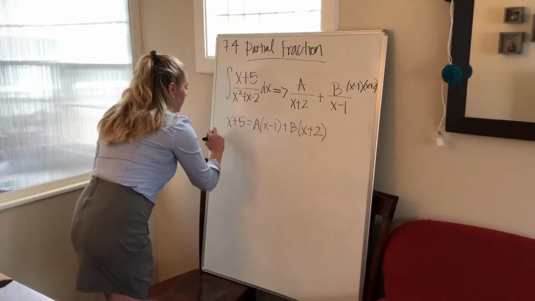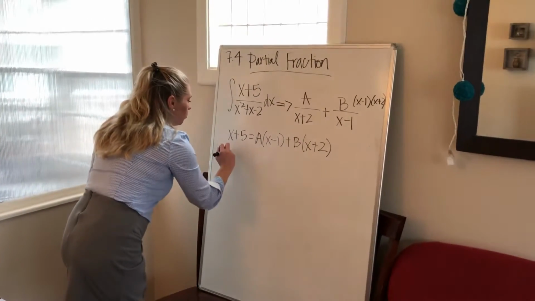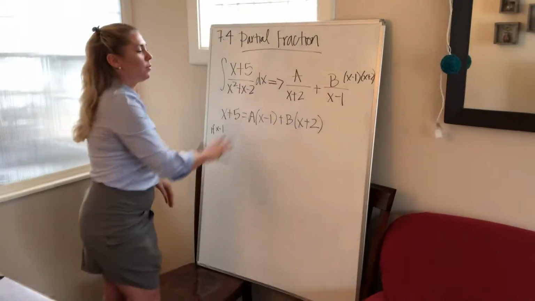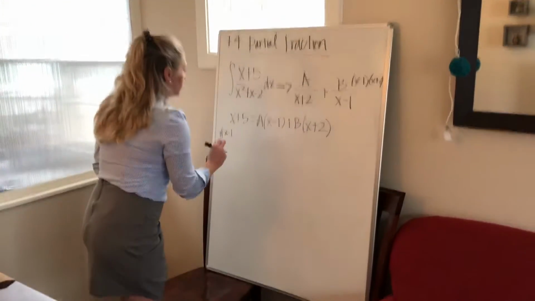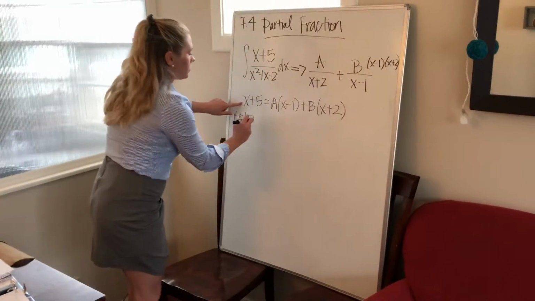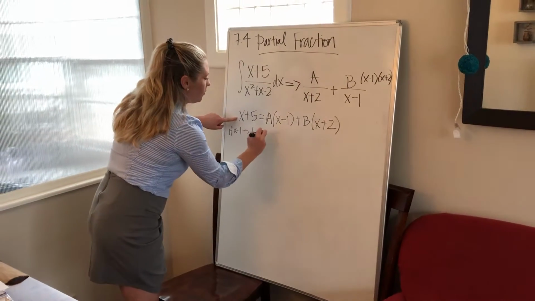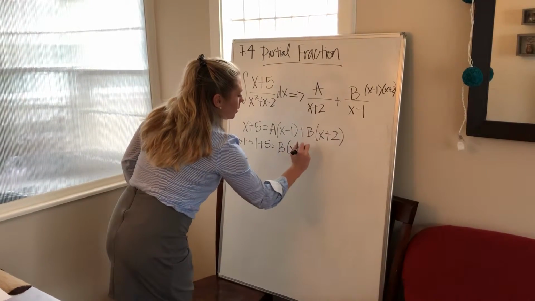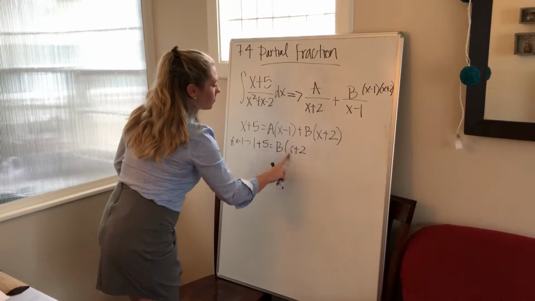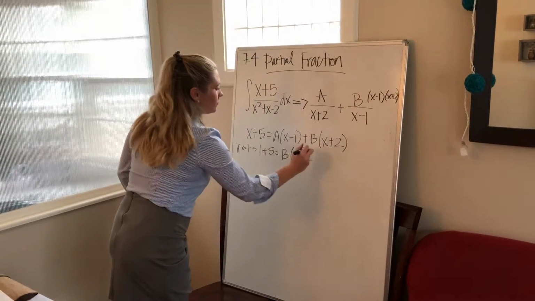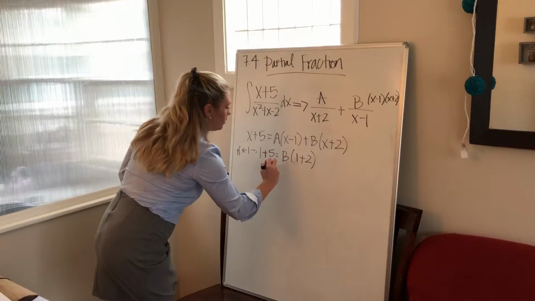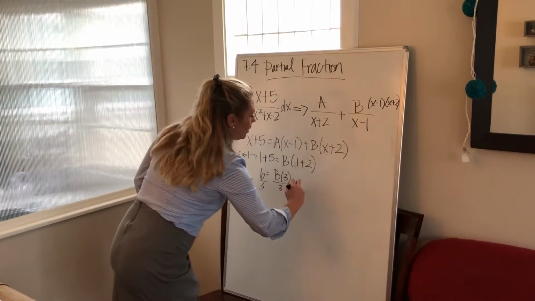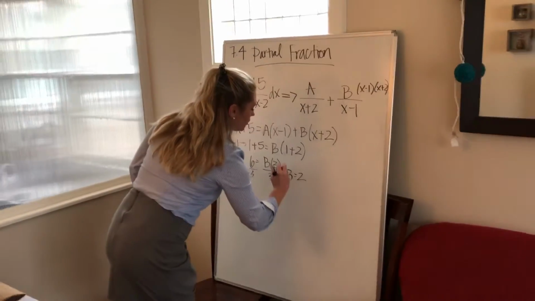So, for example, if x equals 1, 1 minus 1 is 0, 0 times a, that a goes away. Then we can solve for what our b would be. So, if this x is 1, plus 5, that goes away. B times, x is 1. So I've got 6 equals b times 3, divide by 3, b equals 2.